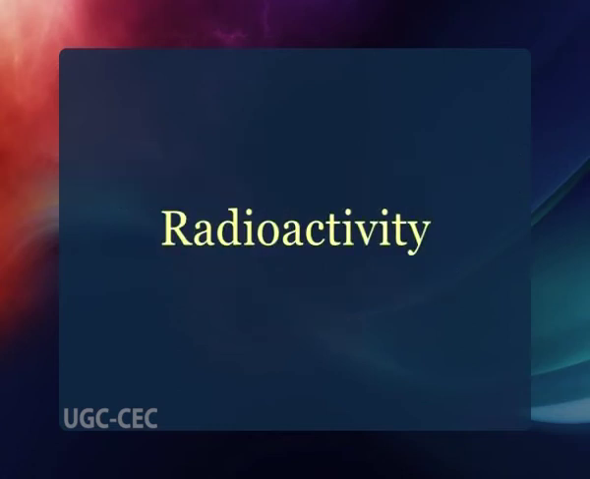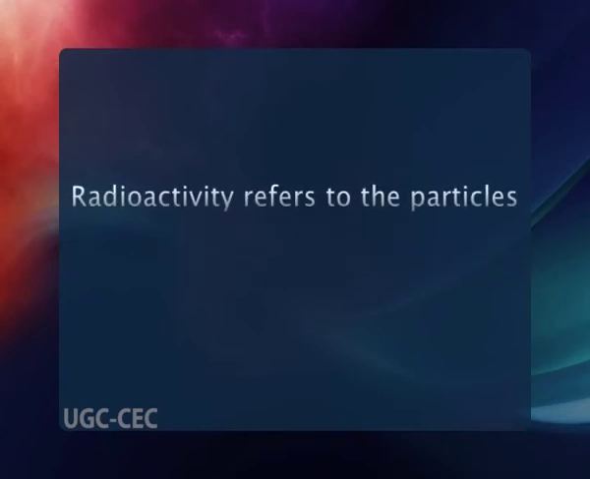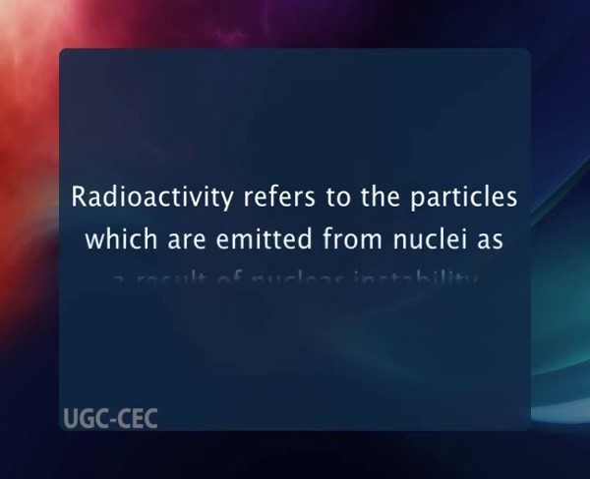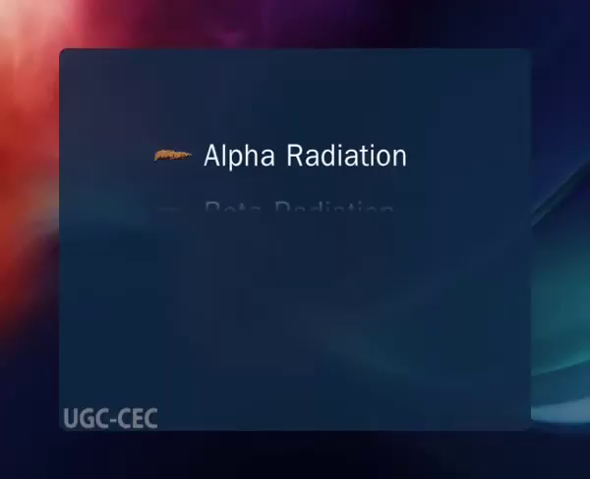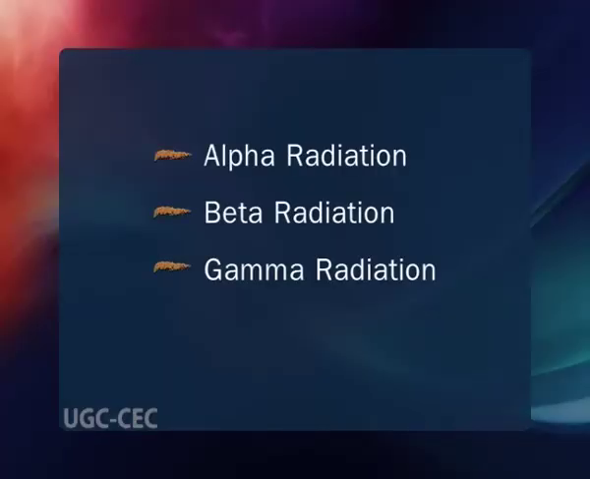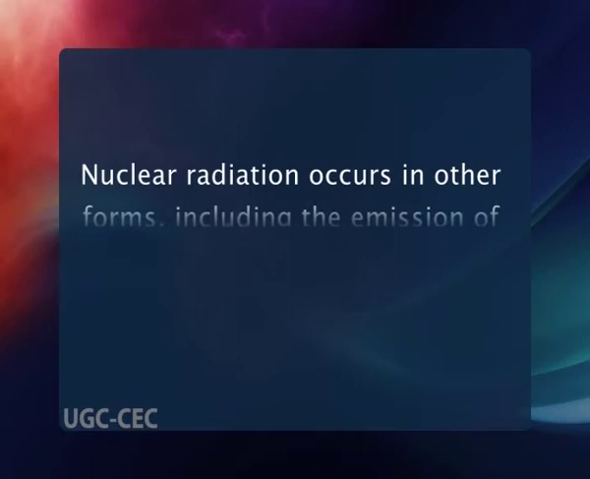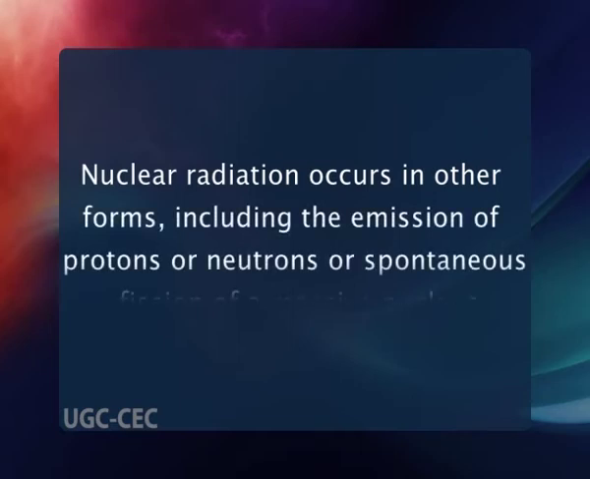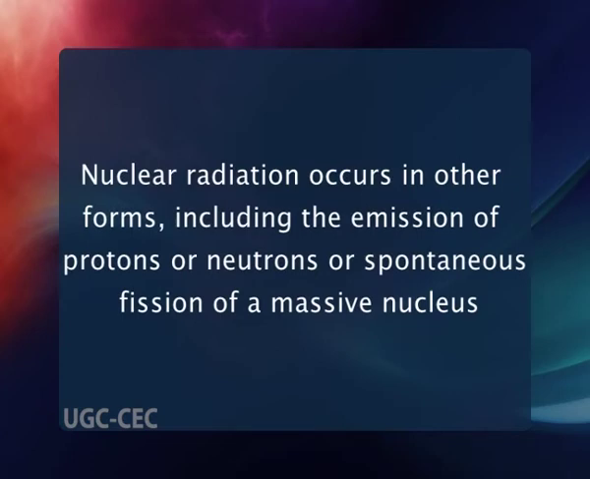Now, radioactivity. Radioactivity refers to the particles which are emitted from nuclei as a result of nuclear instability. The most common types of radiation are called alpha, beta, and gamma radiations. But there are several other varieties of radioactive decay. Nuclear radiation occurs in other forms including emission of protons or neutrons or spontaneous fission of massive nuclei.